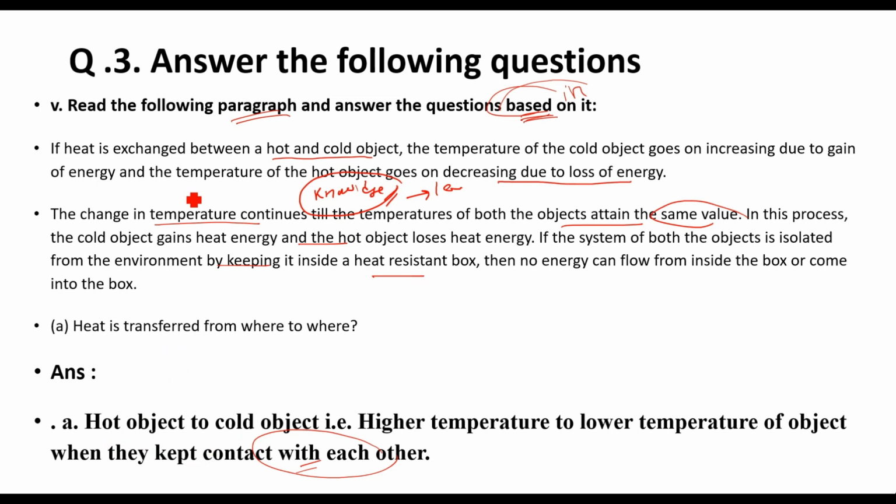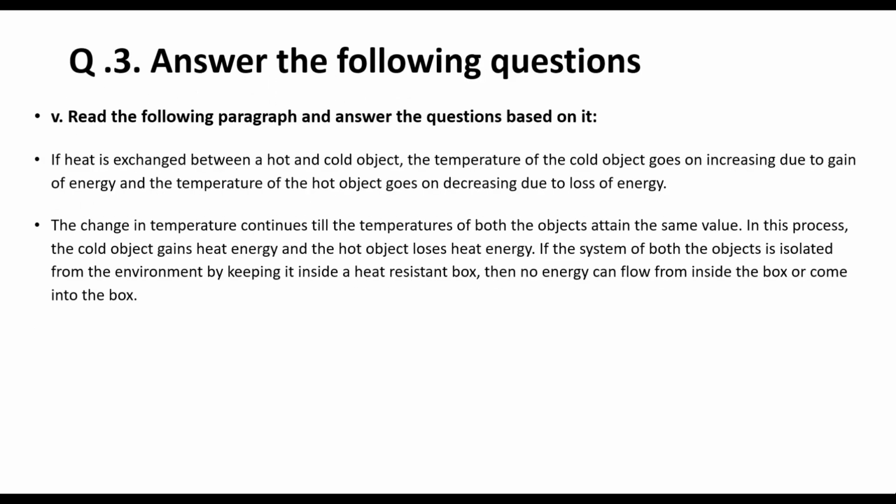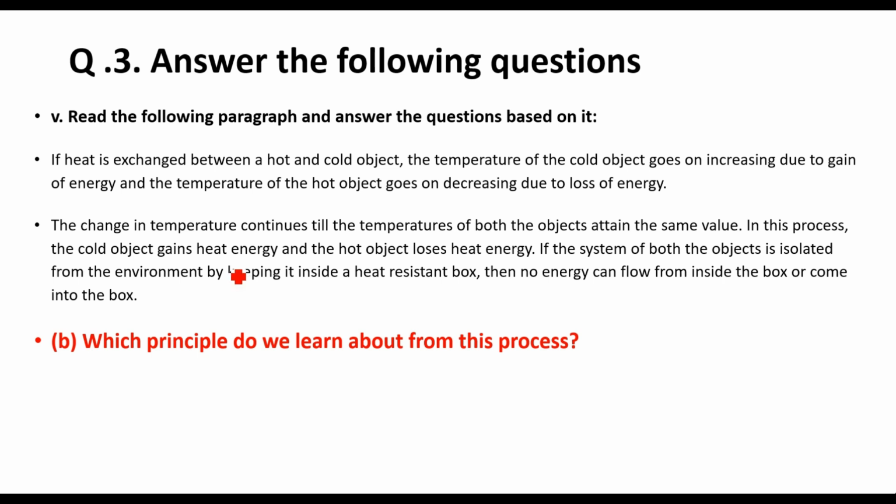See again, when we answer a question based on the passage, the answer is written as hot object to cold object. Here this phrase is taken from the passage, and then comes the explanation. The second question is on the same passage: which principle do we learn about this process? The process follows the law of heat exchange. This you have to write. This is what we learn in the textbook, this concept we learn in the chapter.